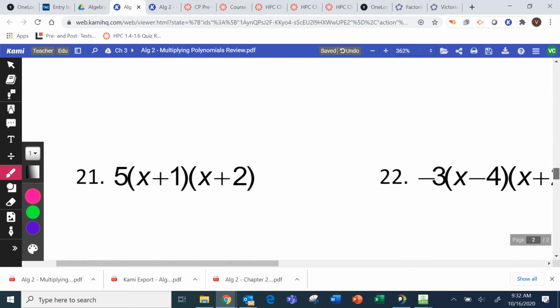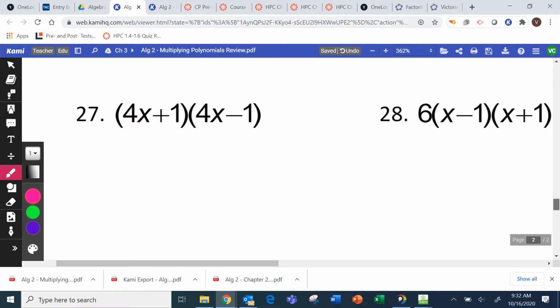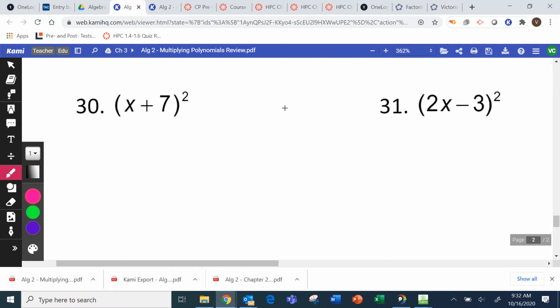Okay, I'm going to skip all the way to number 21. Actually, I'm looking at time, so let's skip all the way to number 30.